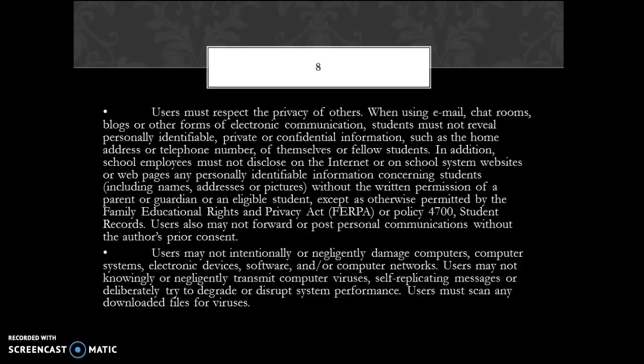Users may not intentionally or negligently damage computers, computer systems, electronic devices, software, and/or computer networks. Users may not knowingly or negligently transmit computer viruses, self-replicating messages, or deliberately try to degrade or disrupt system performance. Users must scan any downloaded file for viruses.